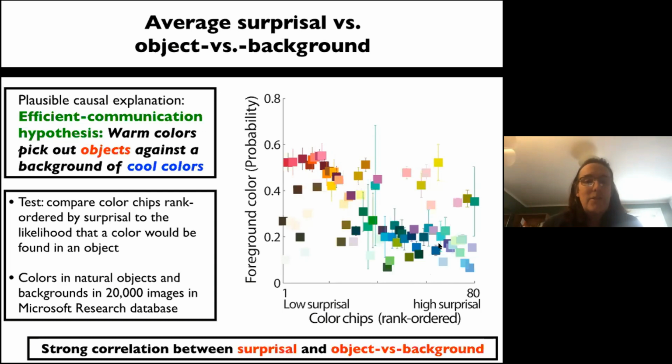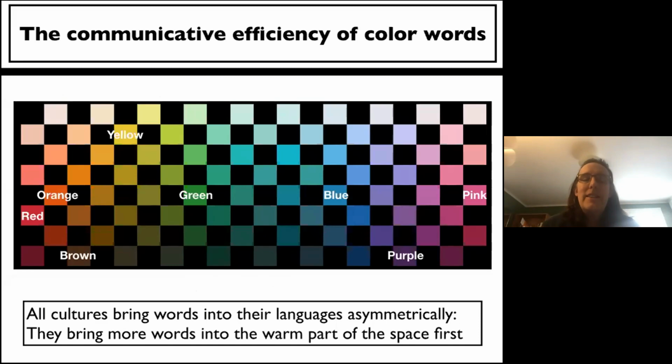So languages will tend to skip over the so-called cool part of the space and put their words in the warm part of the space. Interestingly, before this work, the notion of cool and warm was never actually defined. People defined cool as green and blue, and warm as orange and red and brown. Well, now we can define it.